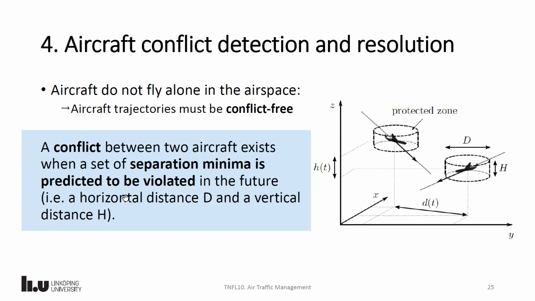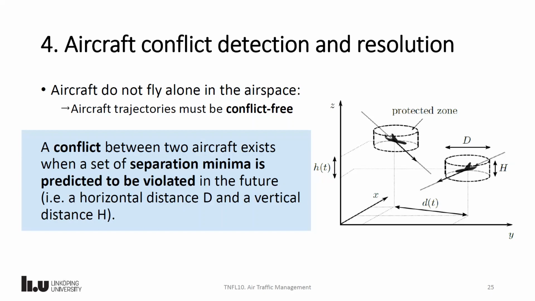That means that we have a horizontal distance requirement, which is usually named with the letter D, and a vertical distance H. So you can think that the aircraft are surrounded by protected zones, and those zones must not overlap. If these protected zones overlap, or if they are predicted to overlap in the future, we say that the aircraft are in conflict. So the work of an air traffic controller is to prevent these losses of separation, to prevent these conflicts from occurring.